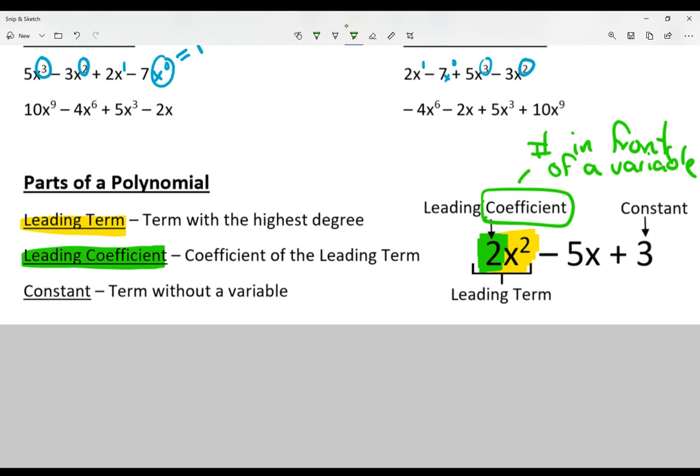And last but not least, let's look at constant. The constant is the term without a variable. In this example, that's going to be our positive 3.